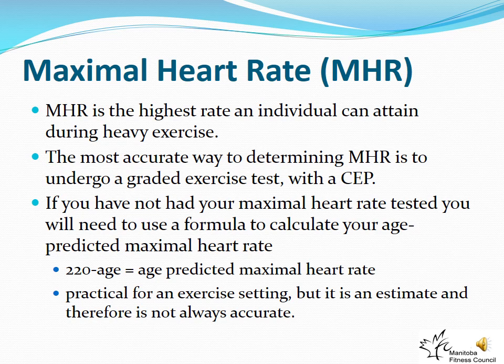Now, using that equation, we can also see that maximal heart rate will naturally decline with age. So even if you have done a maximal heart rate test, a graded exercise test, after a few years that information is no longer applicable because it will naturally decrease with age. Once again, to figure out your predicted maximal heart rate, it's 220 minus your age.